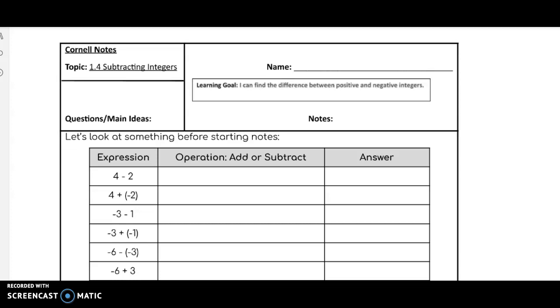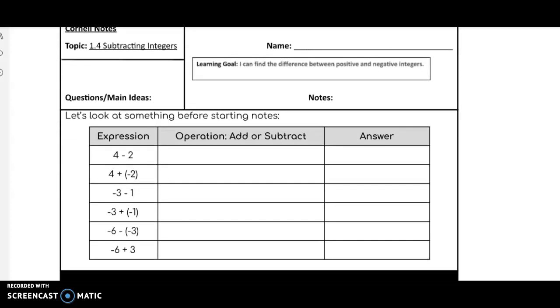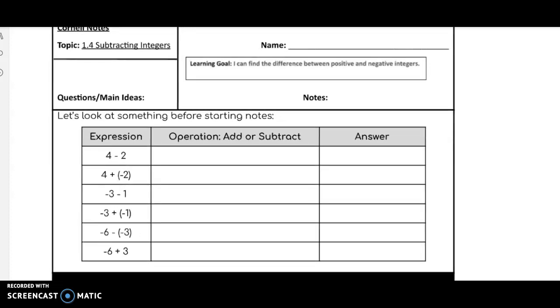So before we get started, we're going to do the warm-up. And in the notes, it told you to complete this while watching this video. And so we are going to work through these together. So all we're doing is just stating, are we adding or subtracting? So on this one, 4 minus 2, obviously we are subtracting. And so 4 minus 2 is just 2. That one's not too difficult.